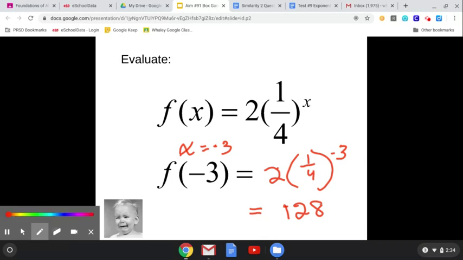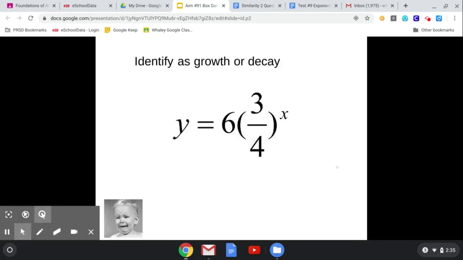Okay, pause it if you need to. Moving on to the fourth question. Is this growth or decay?